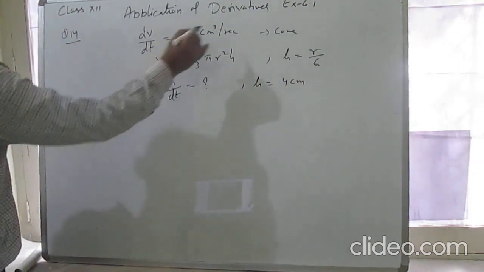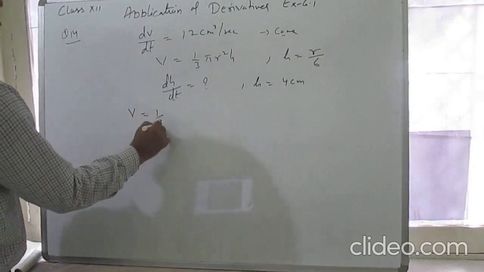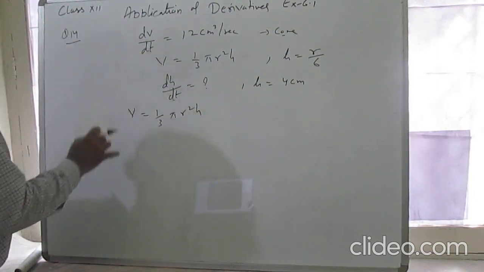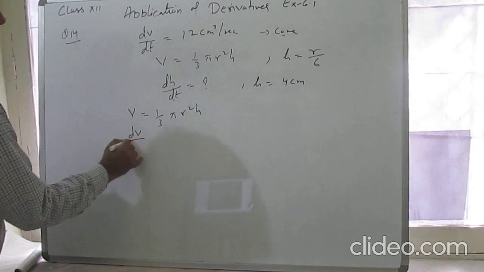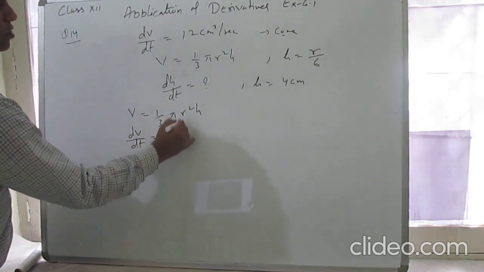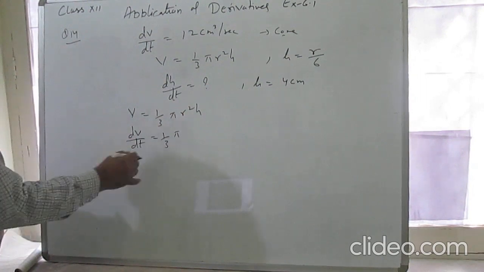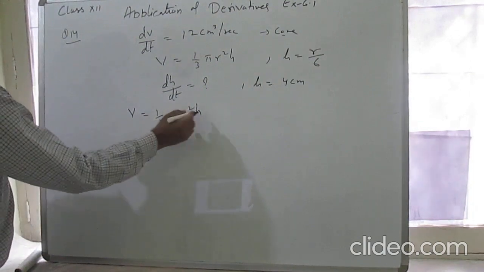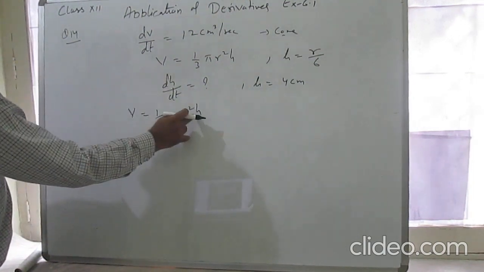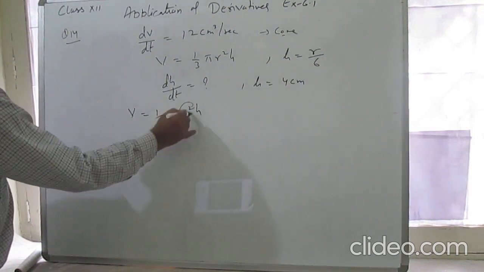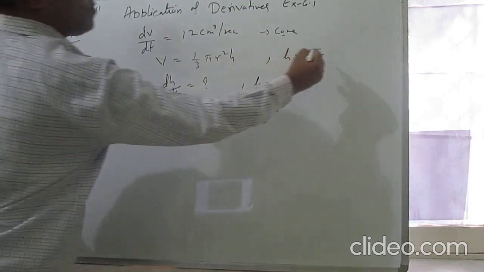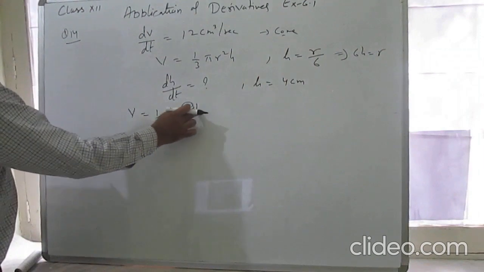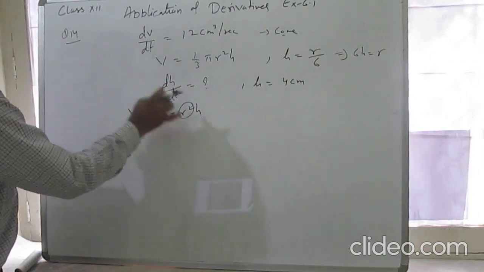See here, what is the volume of cone? Volume of cone is 1 upon 3 pi r square h. You have to find dh by dt. So differentiate this with respect to t. dv by dt is equal to 1 upon 3 pi constant. Here there are two variables. You do one thing. First you convert r into h because we have to find dh by dt. From here you will get 6h is equal to r. There are two variables, so we convert them into one variable, taking r in terms of h.